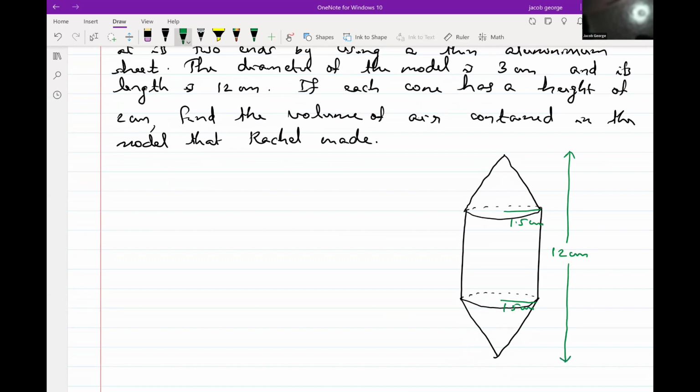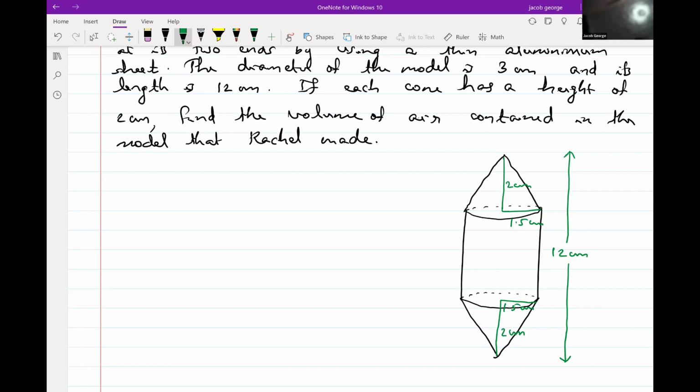Then, each cone has a height of 2 centimeters. So we have to write the height of the cylinder. What will be the height of the cylinder? If this is 2 and this is 2, 12 minus of 2 plus 2, 12 minus 4, that will be 8 centimeters, the height of the cylinder.